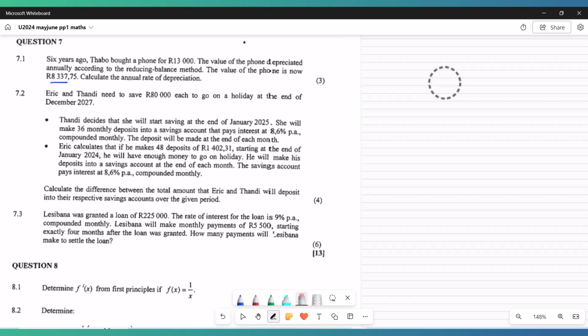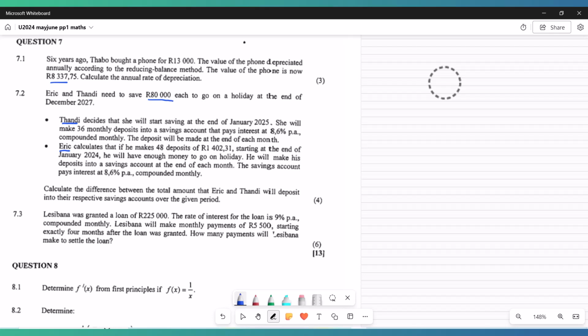So now the question says calculate the difference. So I'm going to get the money accumulated by the first person, that is Tandy, okay. Then also get the money paid by Eric altogether. Then I subtract the two amounts, okay. Let me first get the money paid by Tandy. I don't know how much Tandy pays every month, but I know she wants to get this money, so I must use it to first get my monthly payment.